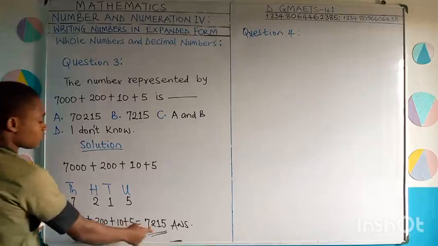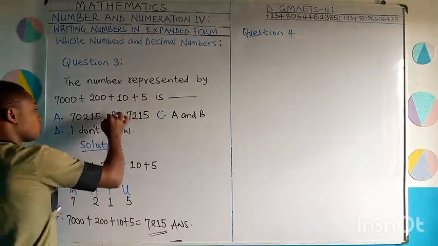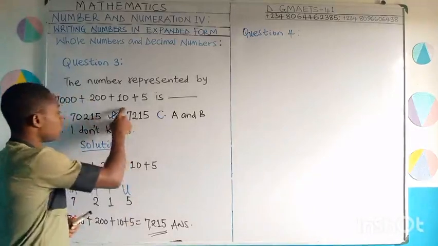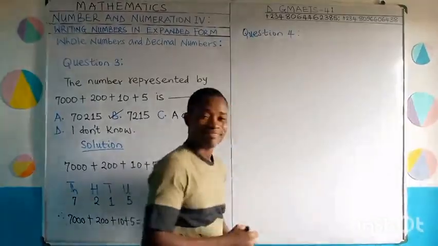7,215, 7,215. The correct option is option B. So I'll take that. Option B is the correct option. Question number 4.